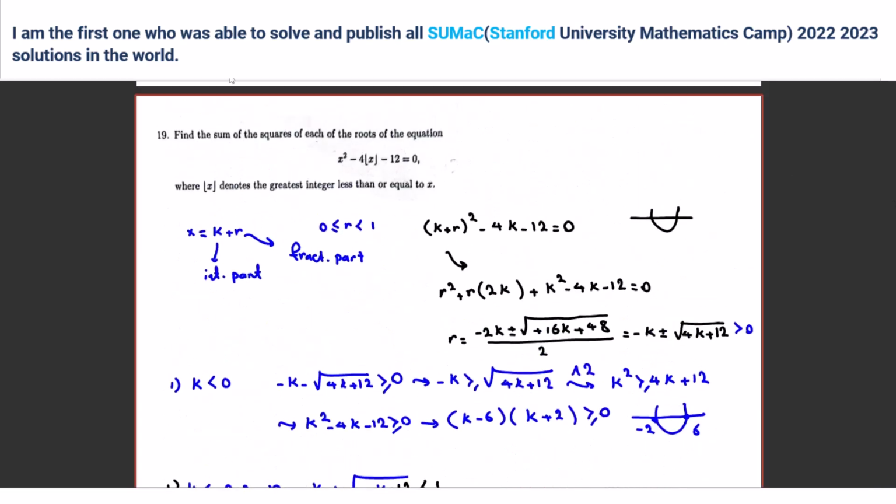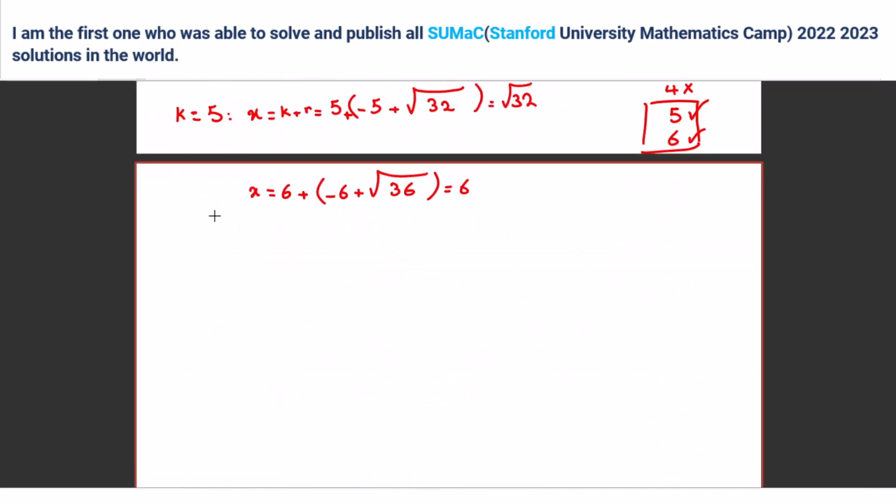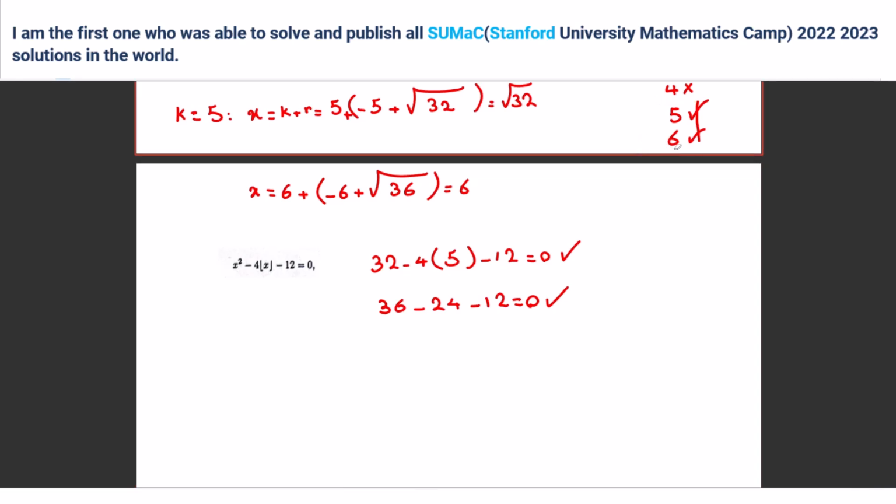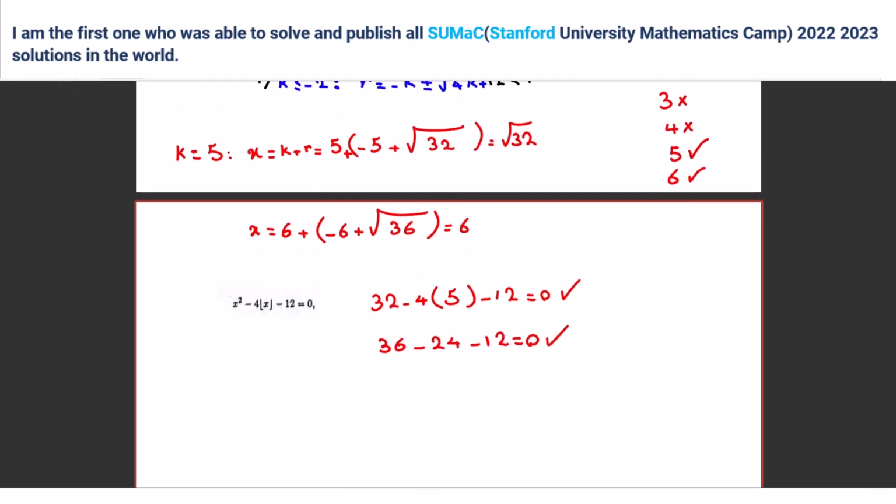Now, if we check this one, you can say root 32 is what? 32 minus 4 times 5 minus 12 is 0. That's correct. For 6 also, 36 minus 24 minus 12, 36, 0. So we found, let me draw something around them. So our first answer is root 32, right? Our second answer is 6.